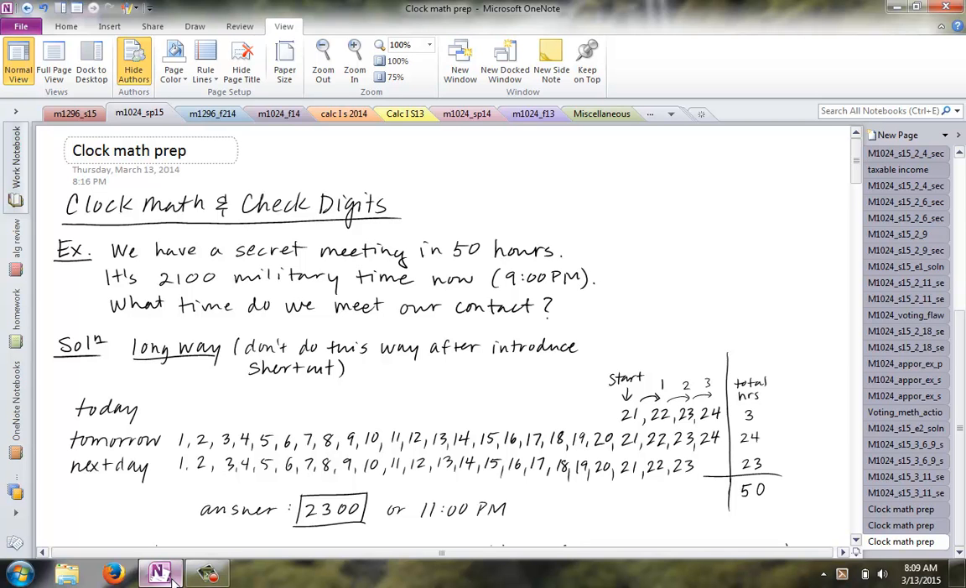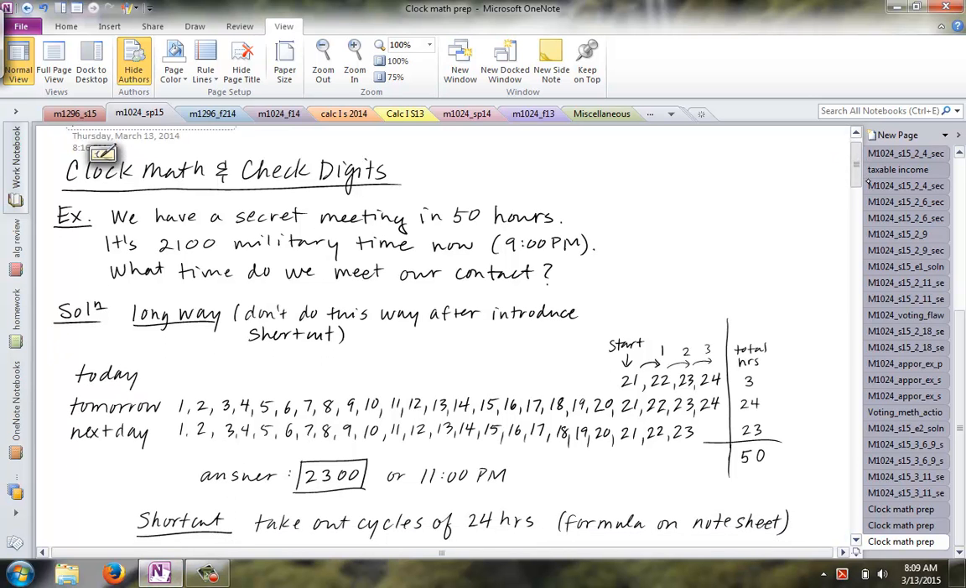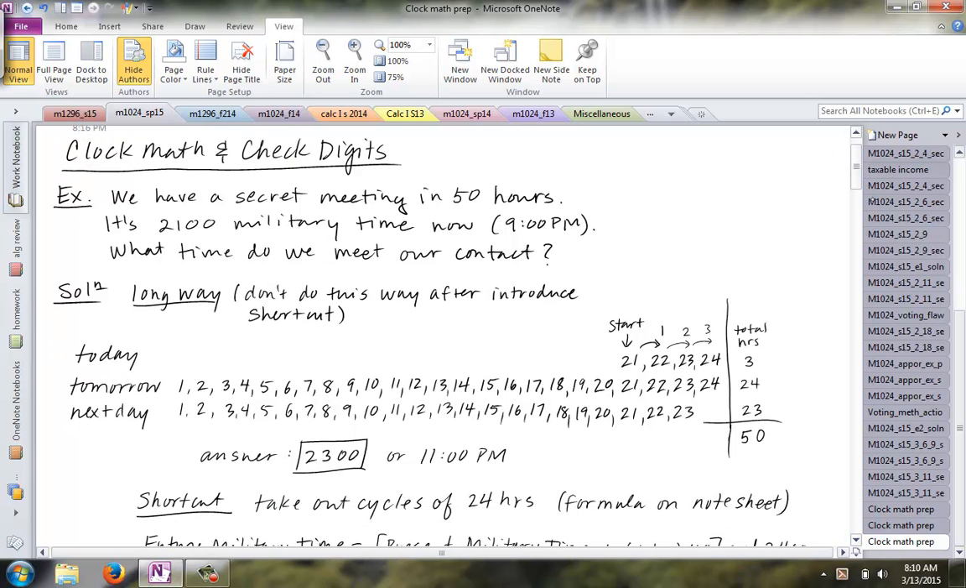So, you could do this a long way, and this is not the way we're going to do this problem, just a heads up. But if we really try to think about this and just count it out, 50 hours from 9 o'clock p.m. in military time, 9 o'clock is 2100, so I just made it short as 21. And then we could go ahead and count. There would be 3 hours left in that day.